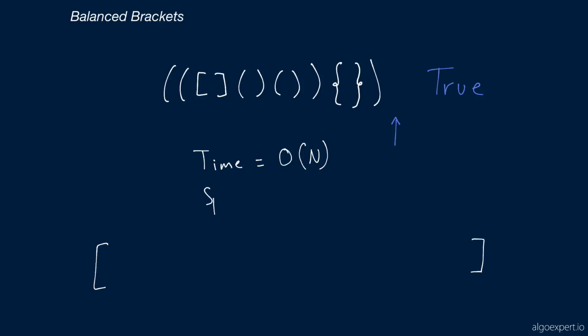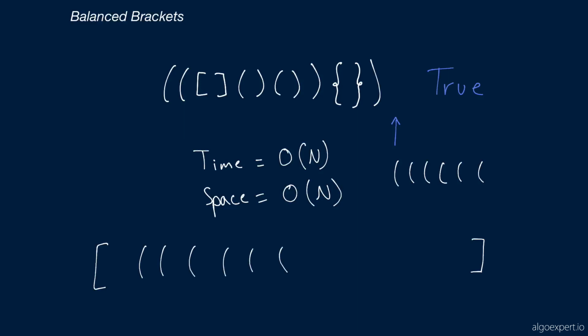And then similarly, the space complexity is going to be O of n, where n is the length of the string. The reason it's going to be O of n is because you might be unlucky and have a string that's literally just opening brackets. So like maybe your string is opening, opening, opening, opening, opening, and it's an imbalanced string. But in that case, you would be storing the entire string in your stack. So that would definitely be O of n space.